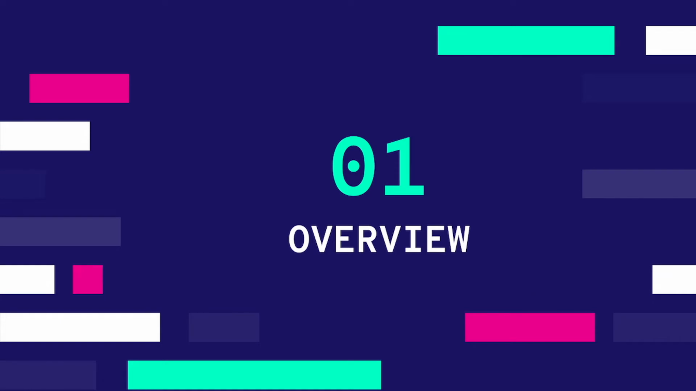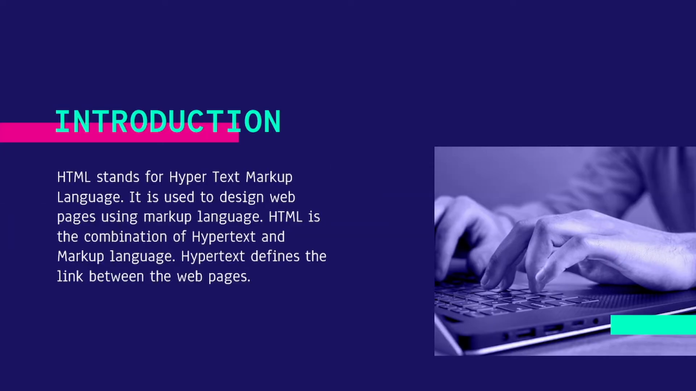So let's see the overview of HTML first. What is actually a HTML? Let's see that. So HTML stands for Hypertext Markup Language. It is used to design web pages using markup language. HTML is a combination of hypertext and markup language. Hypertext defines the link between the web pages.